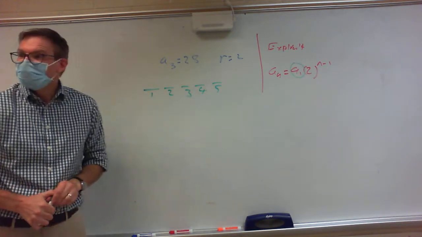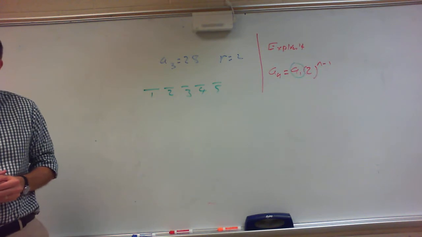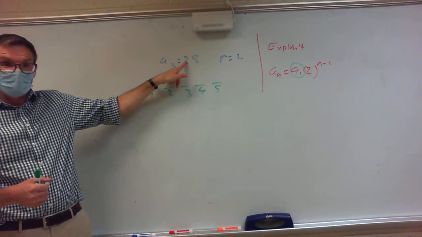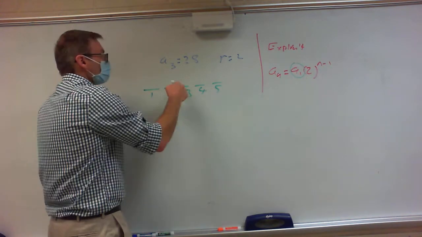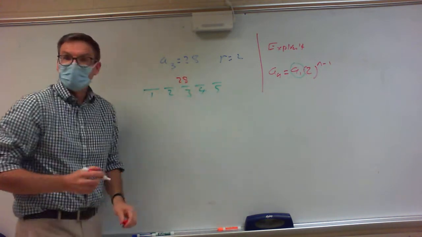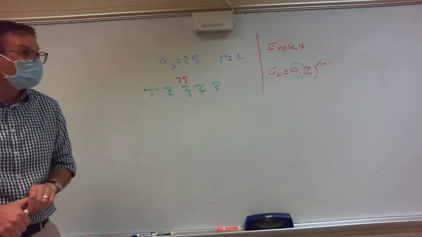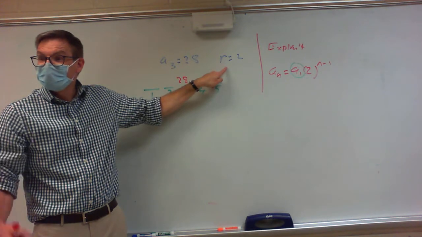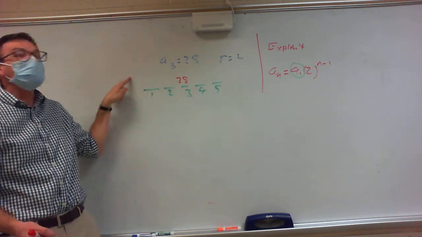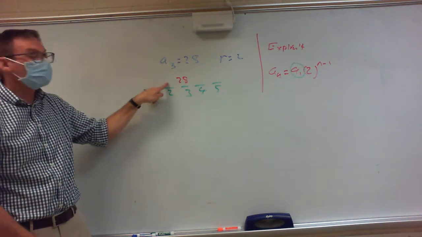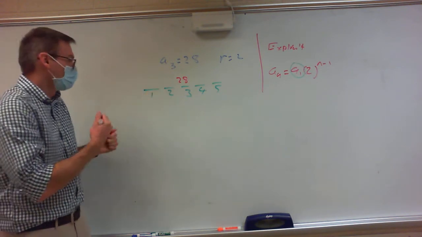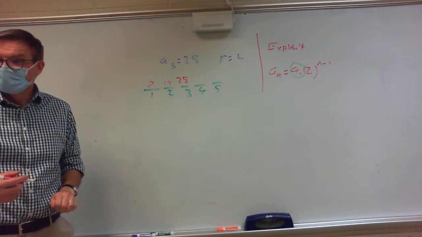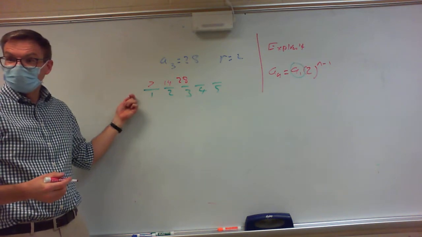What's the one position we know? We know the third position, and we know that third position is 28. What else do we know? We know the pattern. What happens as we go this way? Multiply by 2. So what happens if you go this way? You divide by 2. So what's this position? 14. What's this position? 7. Does that make sense? Did I find my first position?